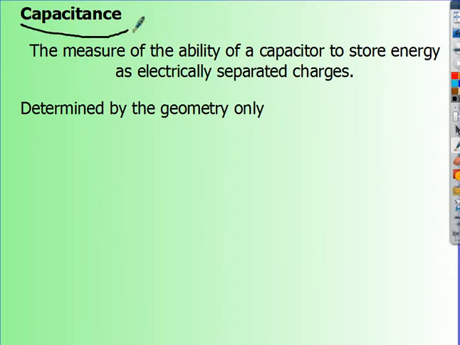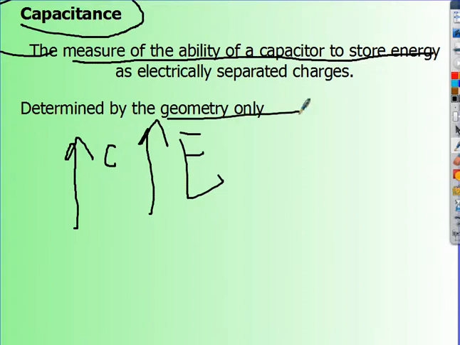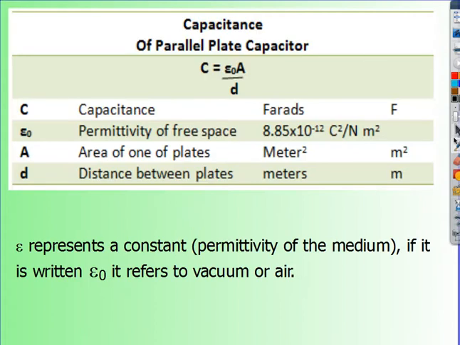Now, capacitance is a very interesting word. It is a measure of the ability of a capacitor to store energy. A very large capacitance means it can store a lot of energy. And this is what's really interesting: it's only determined by the geometry of the capacitor. So let's look at what that is.